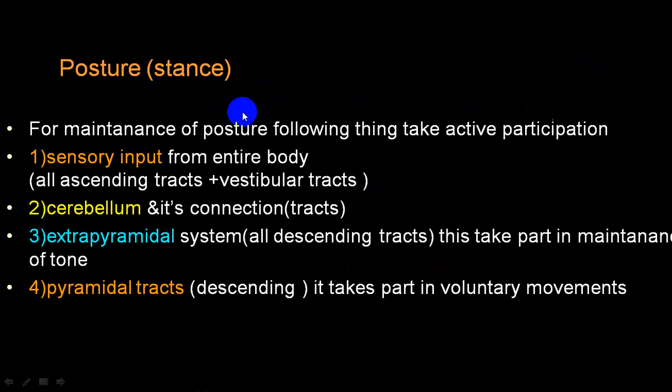So for maintenance of posture, you will require sensory input. That sensory input is by means of ascending tracts and vestibular tracts from the vestibular nucleus and cerebellum and its connections, the extrapyramidal system which takes part in maintenance of tone, and the pyramidal tract. Those are descending tracts which take part in voluntary movement. So all these systems take part in maintenance of posture, and particularly the cerebellum will take part in maintenance of equilibrium and balance.